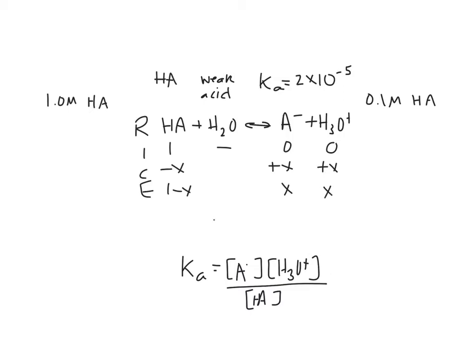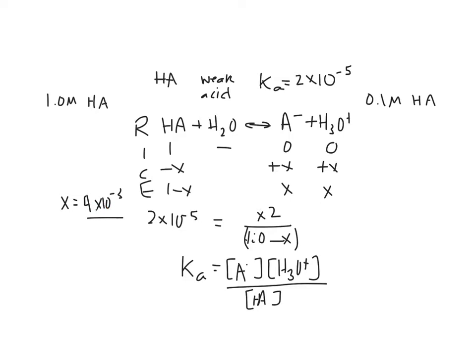So our Ka expression is basically going to be X squared over 1.0 minus X, and that's all going to get set equal to our 2 times 10 to the negative fifth power. Now, we could go ahead and solve for X, and when we do, we get that X is about 4.0 times 10 to the negative third power. So that means our hydronium concentration is about 4 times 10 to the negative third power.